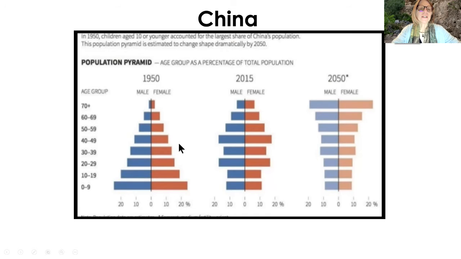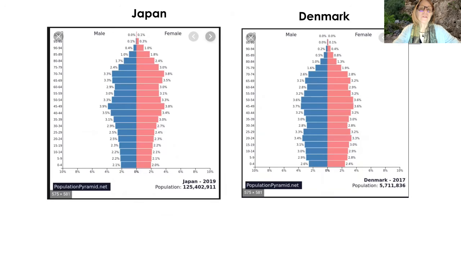China's got the exact same look. In 1950, 2015, 2050, you can see that there is a growing problem. Here's Japan and Denmark. Both of these, well, this was 2019 and this is 2017, but you can see the trend.